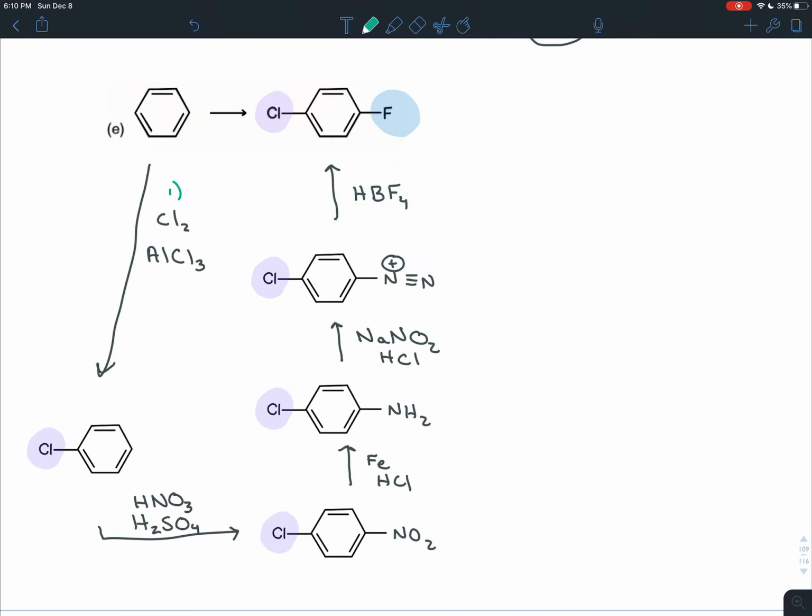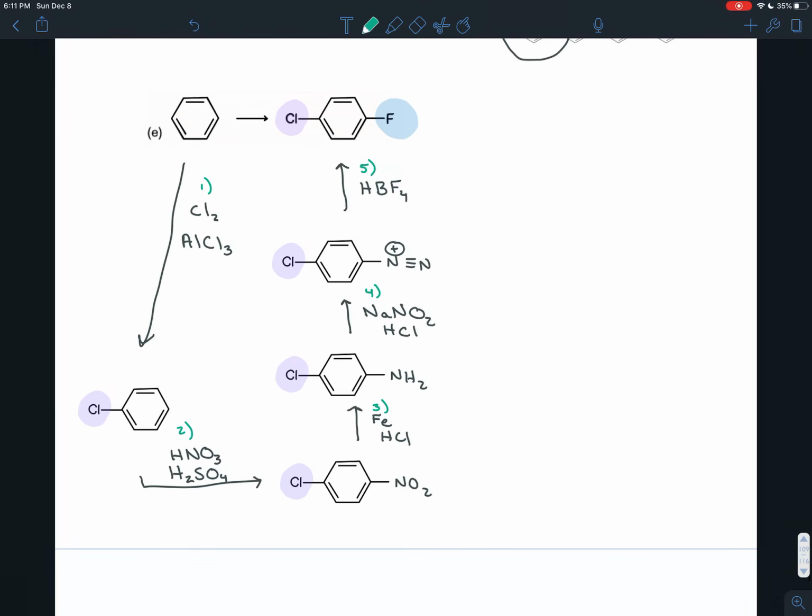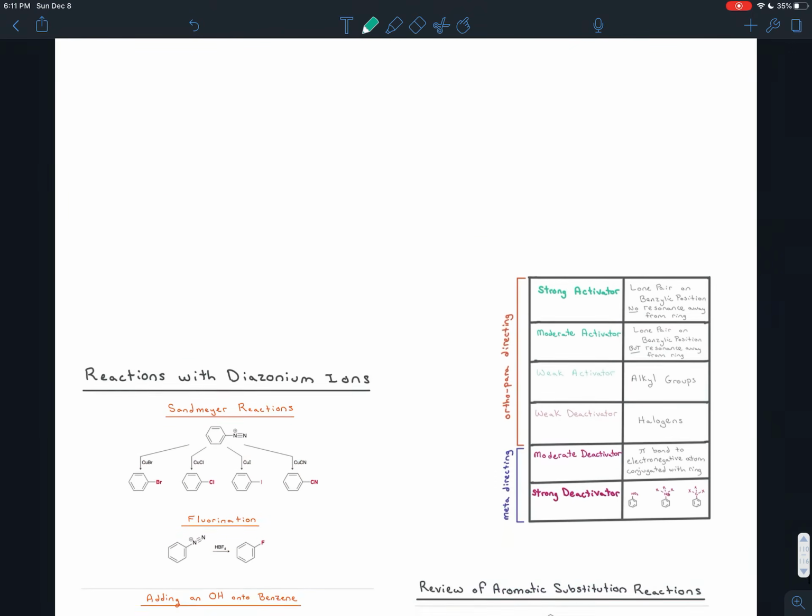So altogether, first chlorination, second nitration on the para position, then reduce the nitro group, turn it into a diazonium ion, and replace the diazonium ion with a fluorine. And so 5 steps overall to create this transformation. All right, let's try one more.